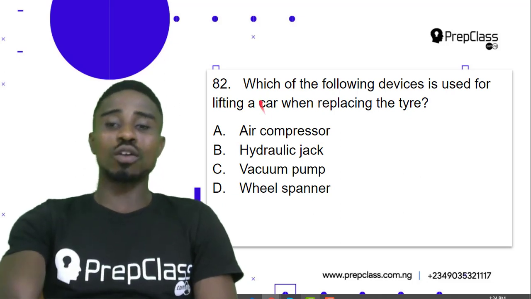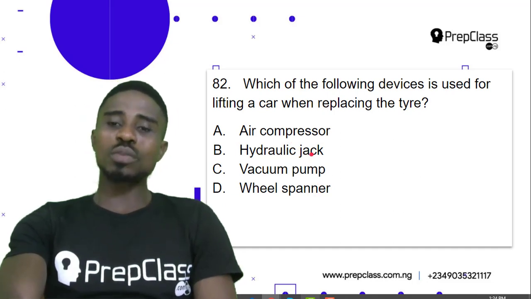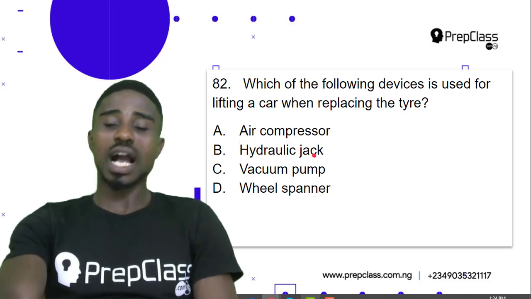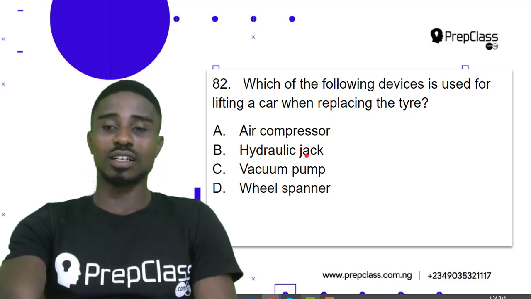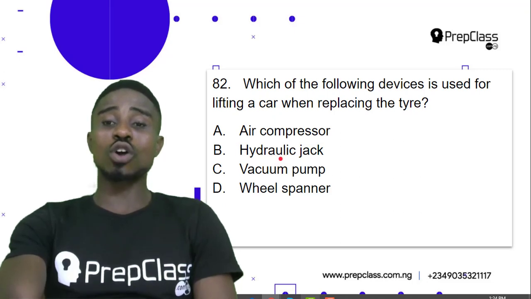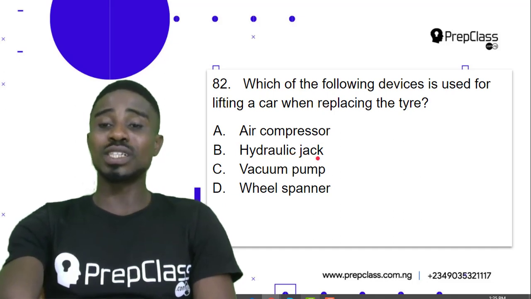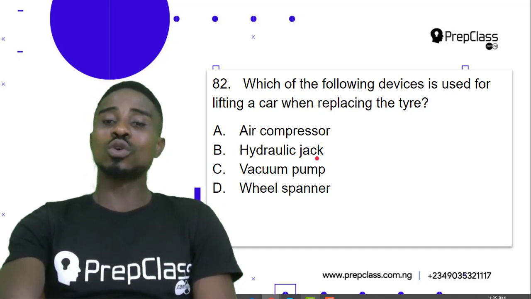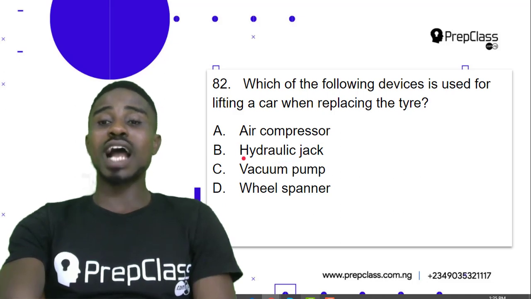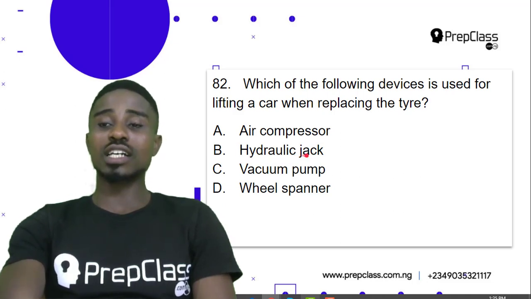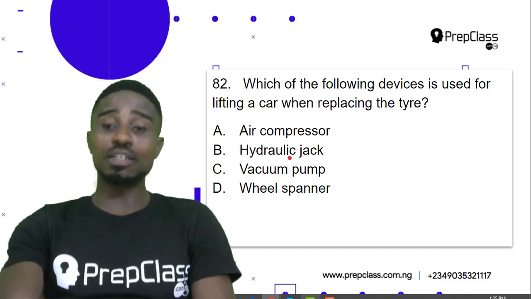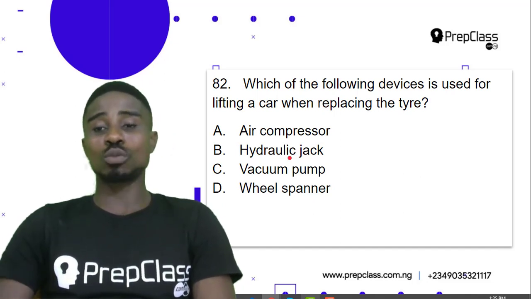If you look at all of these options, you would agree with me that option B, hydraulic jack, just as the name implies, jack is used to jack the car. The common name for this instrument is called a jack. If you've been stopped on the road, you've had a flat tire before, the person driving the car might just tell you, go to the boot, get me the jack. So it is called a jack because it's used to jack the car or lift the car. So the original name is called hydraulic jack. So the hydraulic jack is what is used in lifting the car for the tire to be replaced.